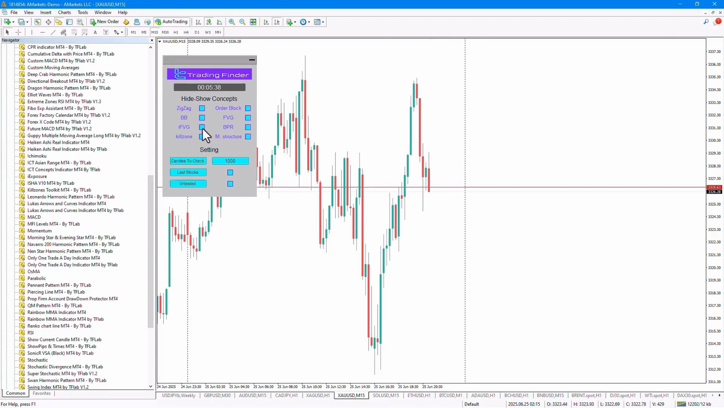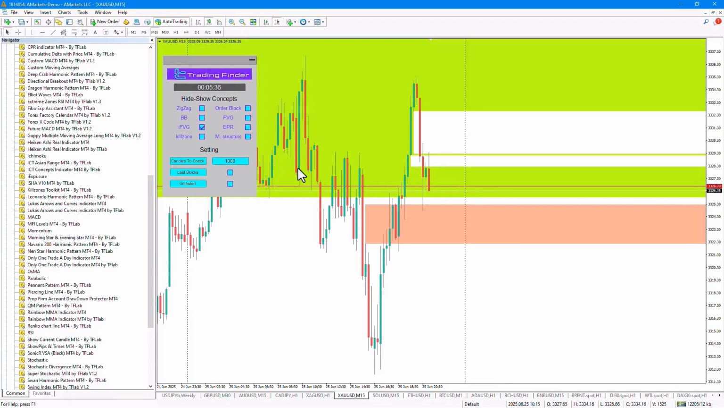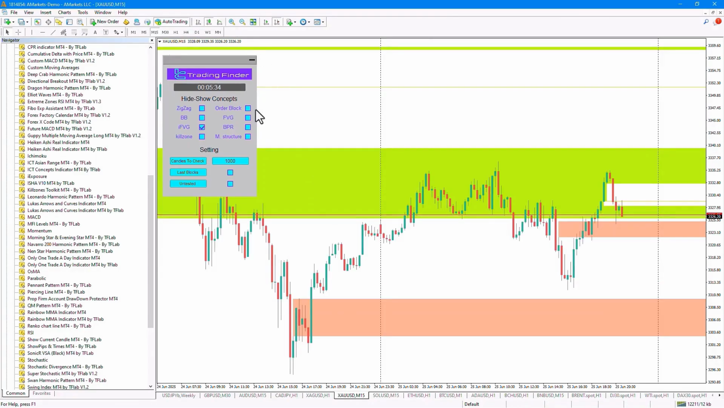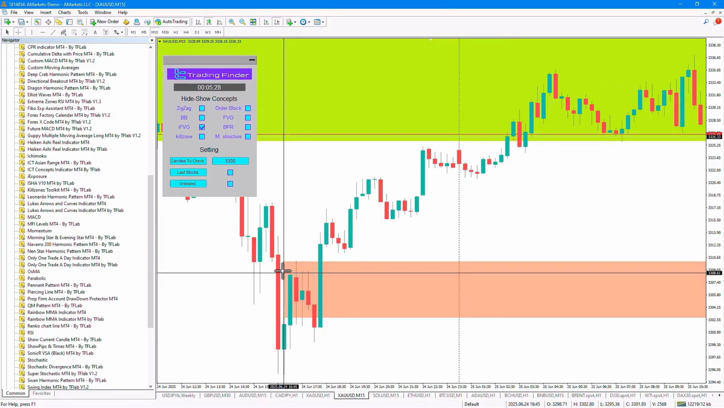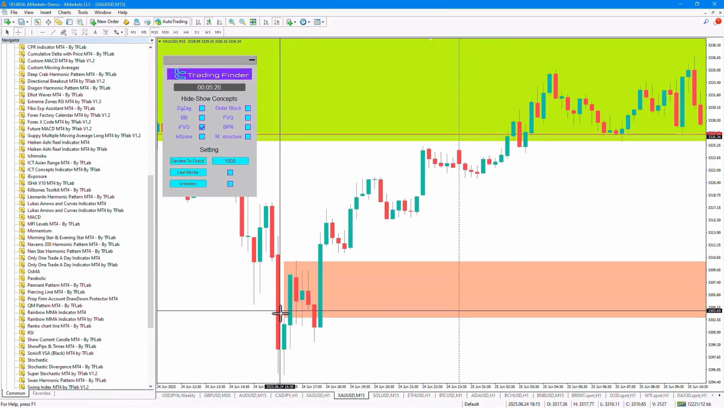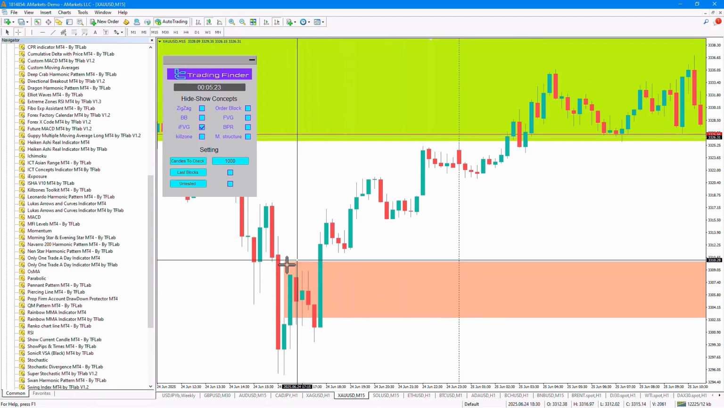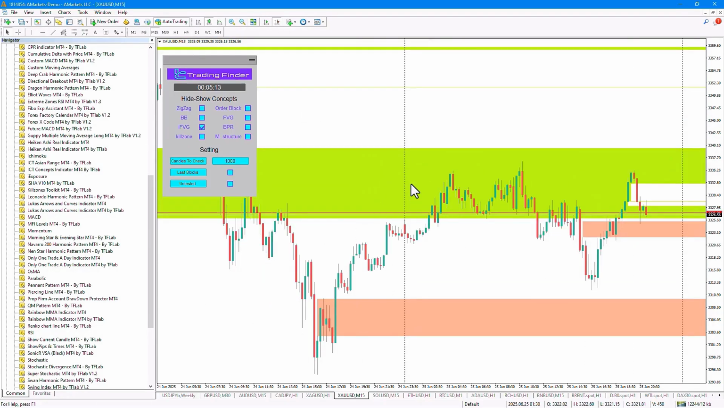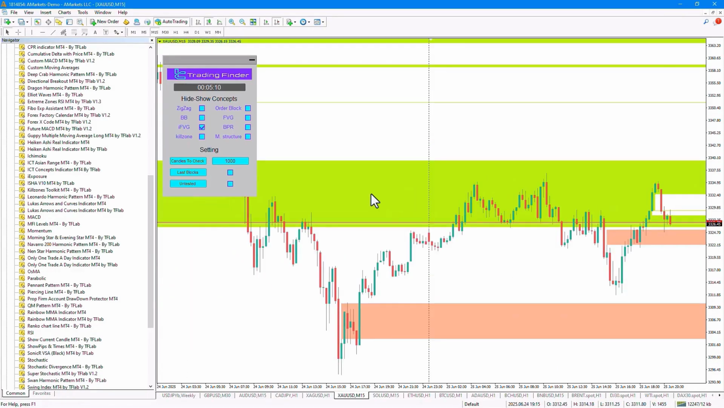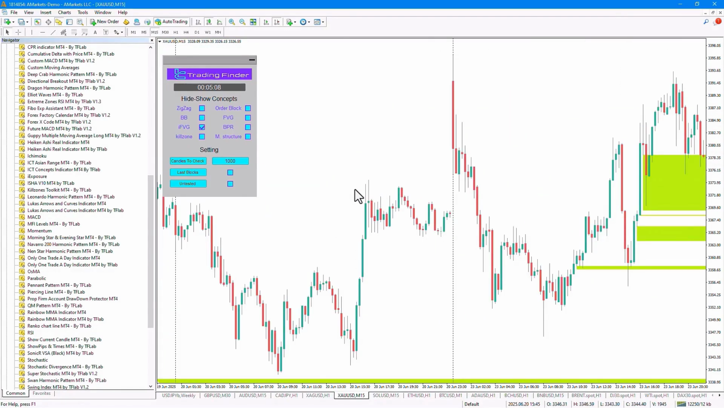The next section is about IFVG, or inverse fair value gap, which shows us the FVG zones that have been broken. For example, here we had a bearish FVG zone that, after being broken, turned into a bullish IFVG zone. The bullish FVG zones are marked in red, and the bearish FVG zones are marked in green. You can see various examples of IFVG here.